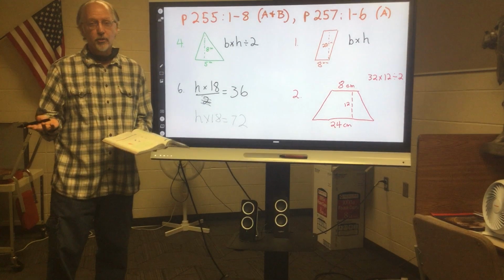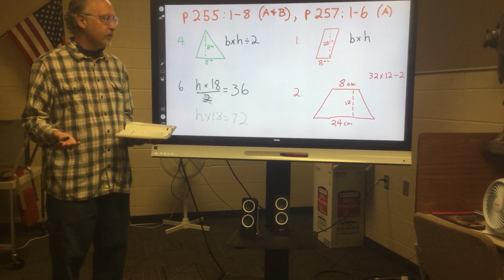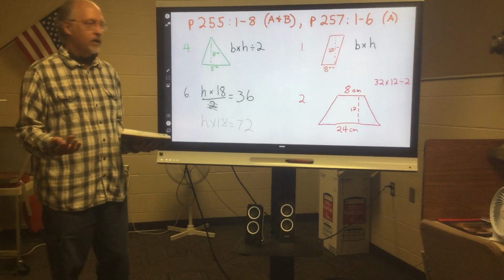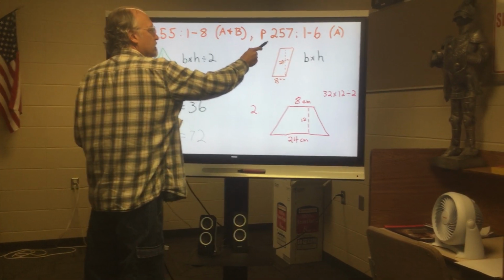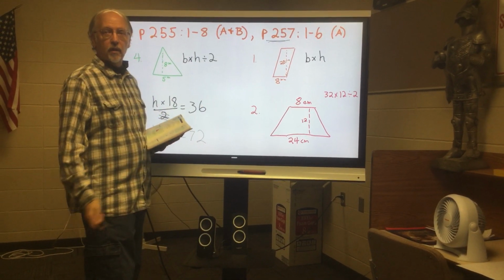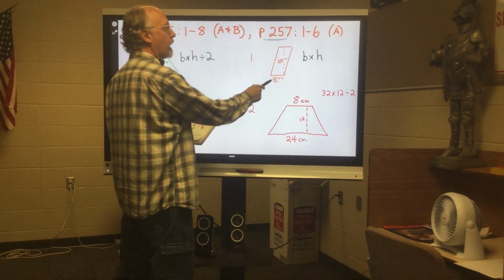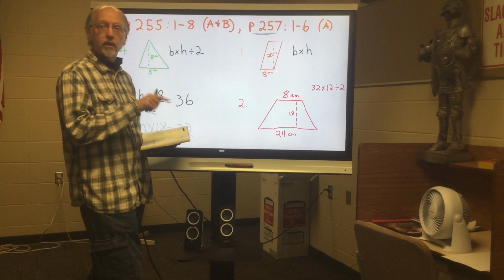There's just 2 more story problems. See if you can figure them out. You have to use a little bit of algebra, a little bit of thinking, and hopefully you can get those. But the rest of the problems on page 257 are parallelograms and trapezoids. Again, the area of a parallelogram is just the base times the height. Take your calculator and go 8 times 20 equals.